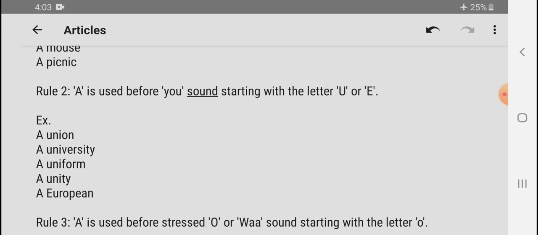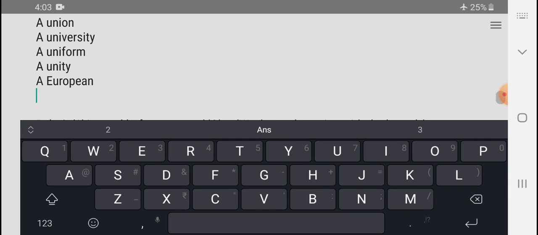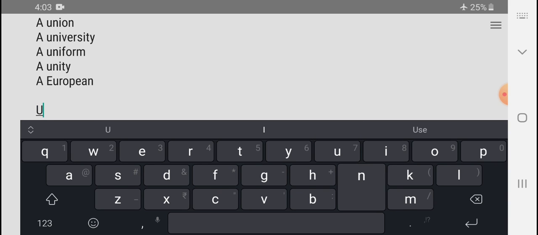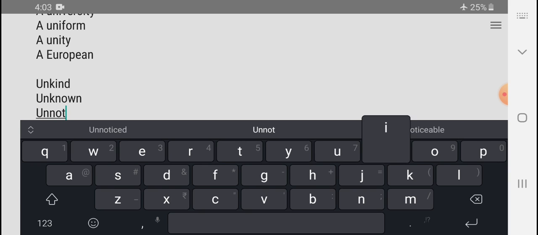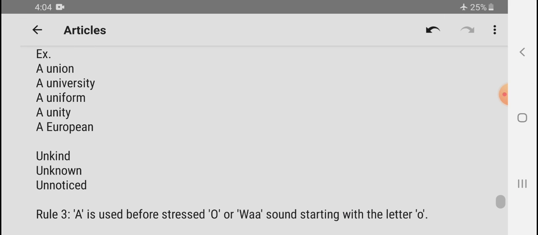Now, if you compare this with any other U sound, for example, unkind, or unknown, or unnoticed. In these words you can see the sound of U is not "yoo", it's "uh". First one is unkind, second one is unknown, and third one is unnoticed. In all three of these words you can see the sound is "uh", not "yoo".